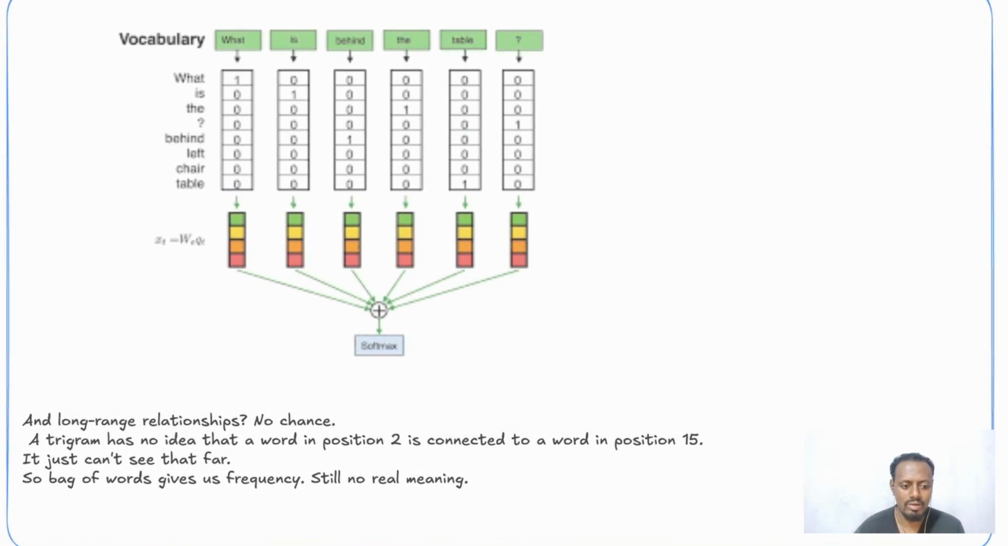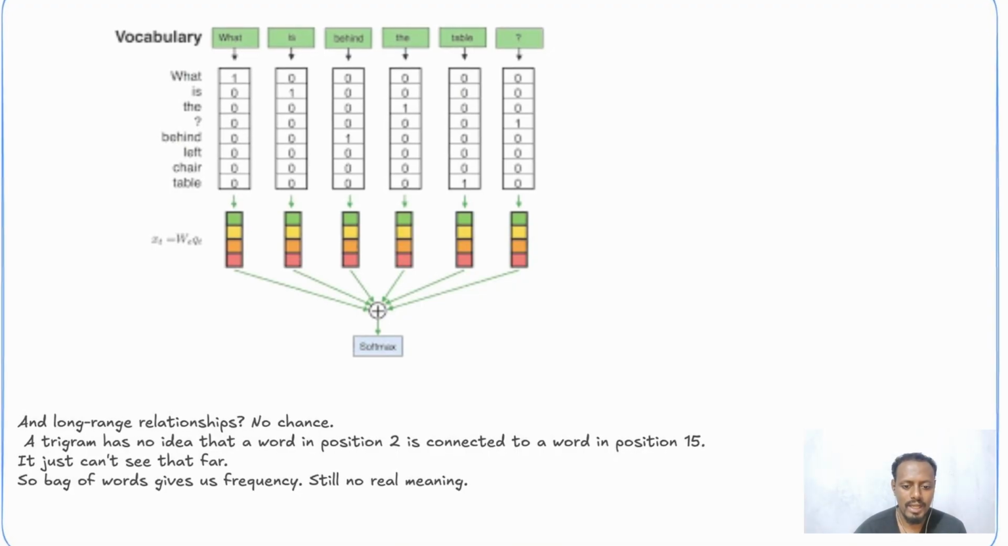Now people extended this idea. Instead of single words, you count pairs.